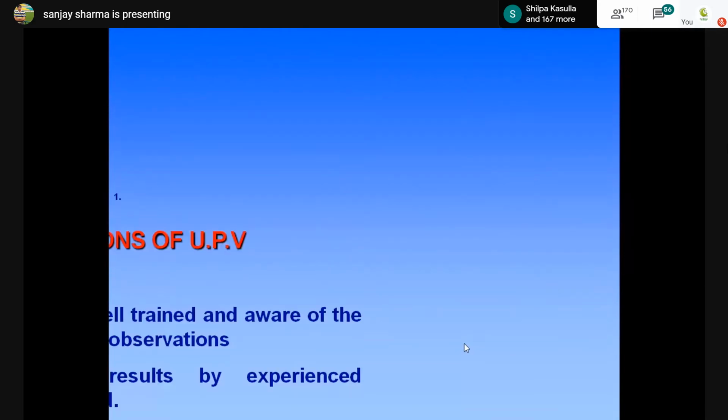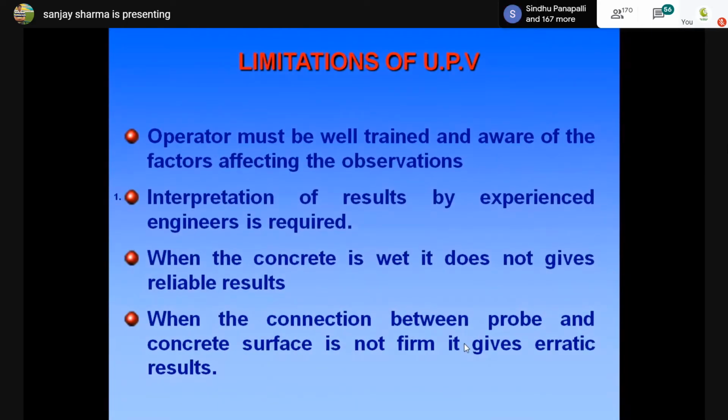We have already discussed these factors. Limitations: it depends upon the operator, his knowledge, and interpretation by an experienced engineer. When the structure is wet, it does not give reliable results.